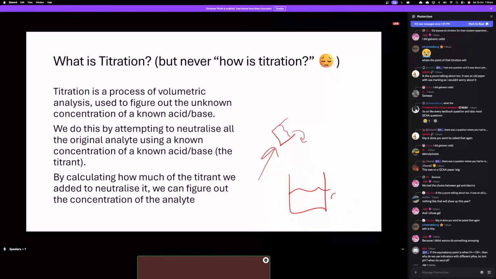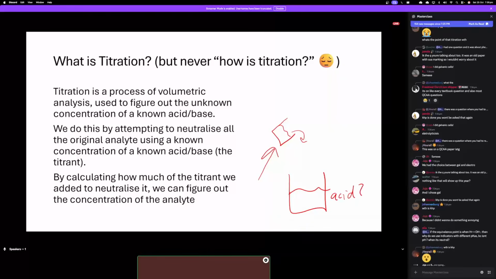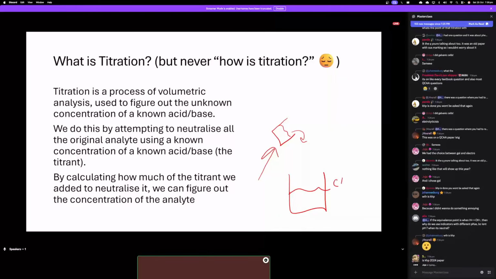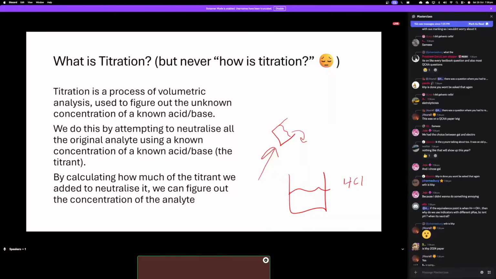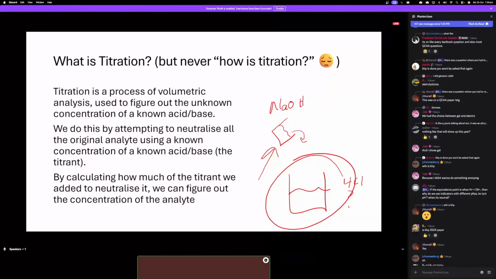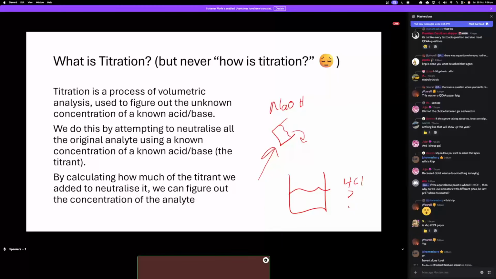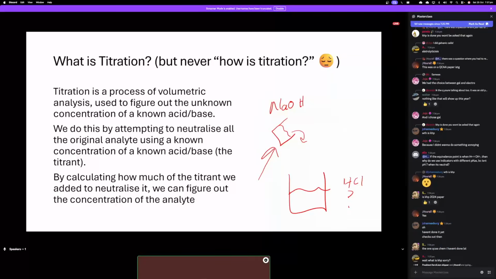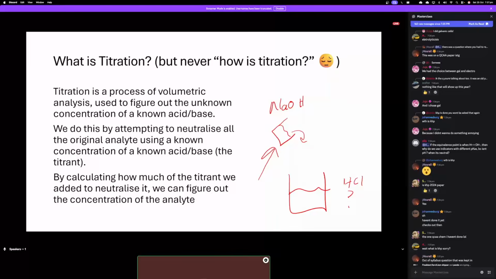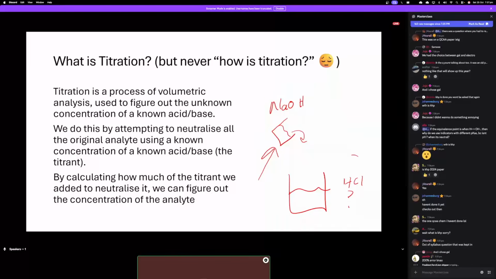So if this is an acid, let's say HCl, but I don't know the concentration, I can pour in NaOH and wait till this is neutralized. And once it's neutralized, I'll know how much there was in here.